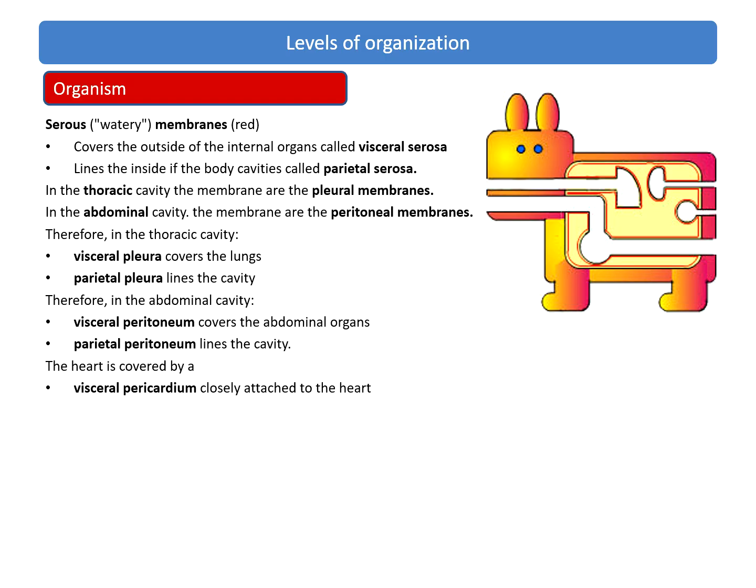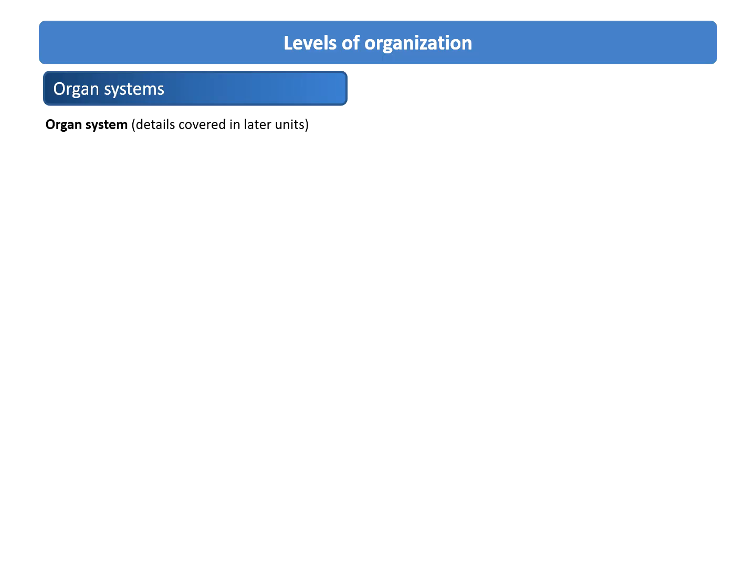The heart is covered by a visceral pericardium closely attached to the heart and surrounded by the parietal pericardium. This is a tough, loose sac surrounding the heart. The organism, remember, is composed of organ systems. We'll cover organ systems in detail later in the course. You're familiar with most of the organ systems.